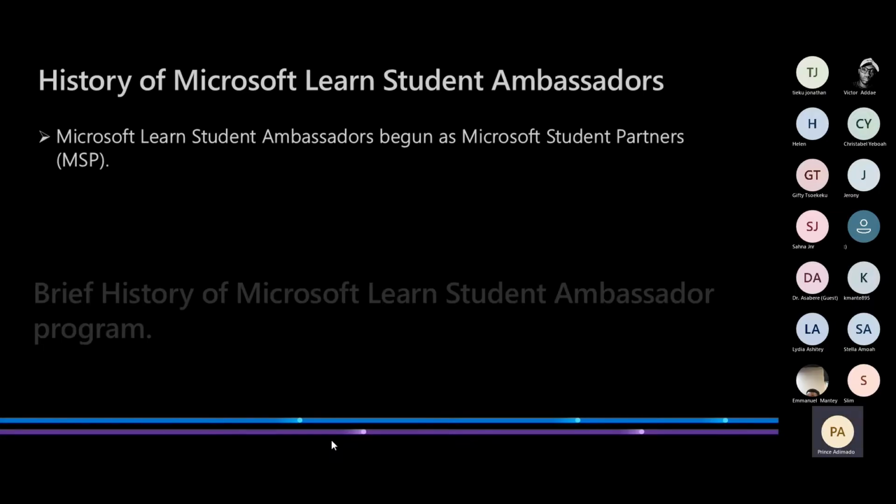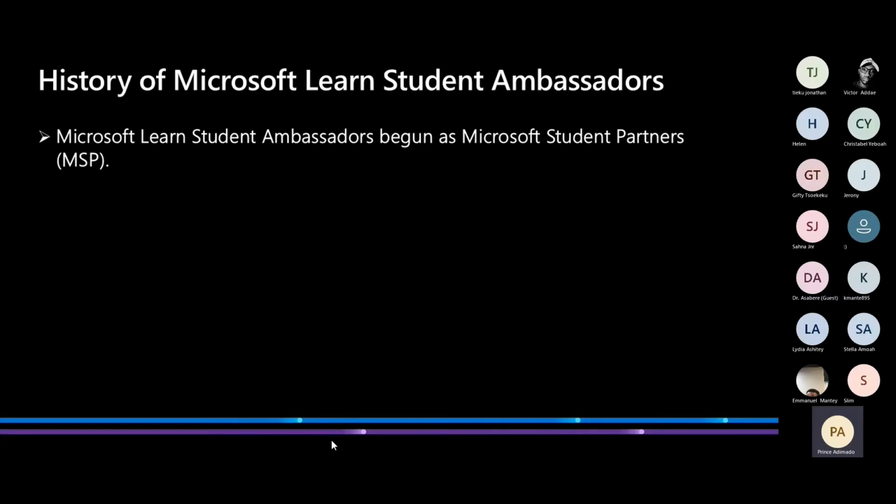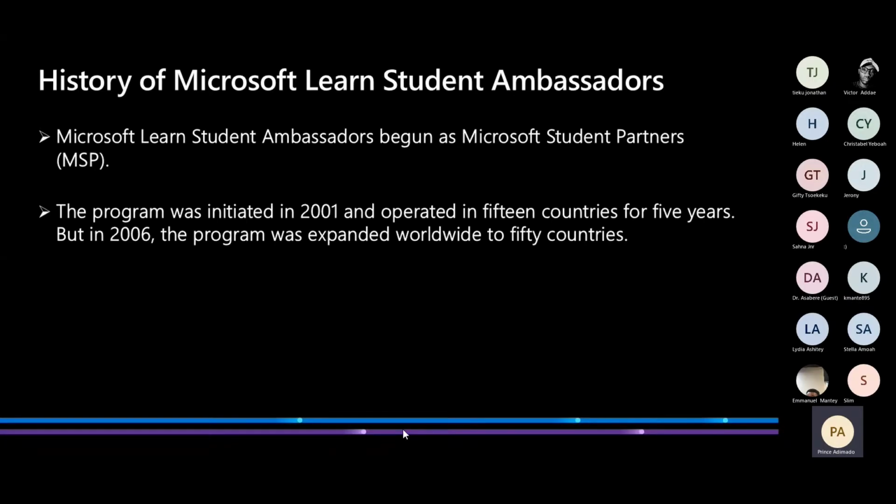Microsoft Learn Student Ambassador did not start as the Microsoft Learn Student Ambassador program. It began in 2001 as Microsoft Student Partners. It started with 15 countries for 5 years, but in 2006, it was scaled to reach 50 countries. And at some point, in my research, the total membership was around 2,000 plus.